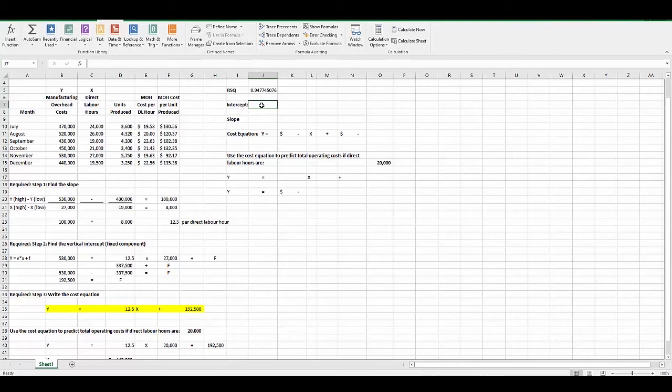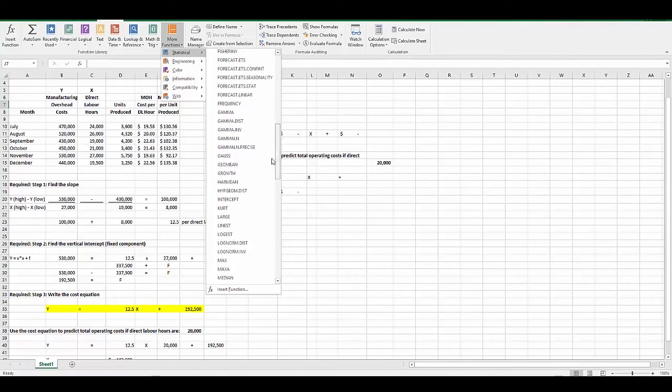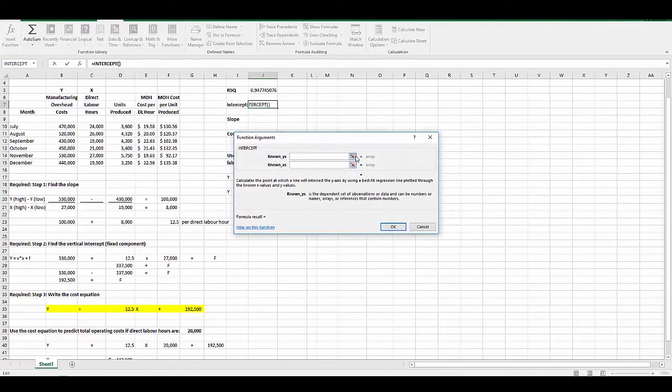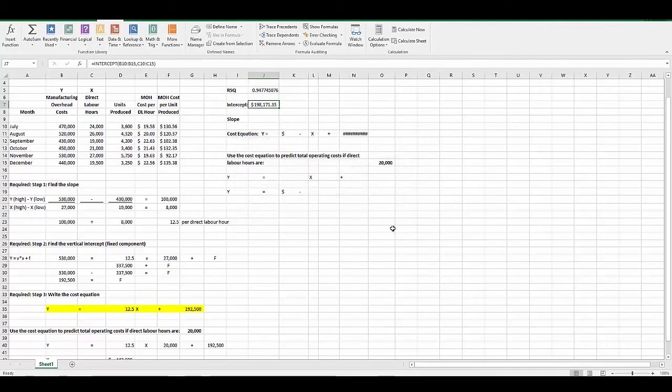Now we want to find the intercept. When we say intercept, that means fixed costs. So we are going to go under More Functions, Statistical, and scan down the list until we see intercept. And here it is. Again, it's prompting you to enter in your Y axis, and then it's prompting you again for the X's. Highlight and enter. Press OK. Bingo. That gives you your fixed cost.